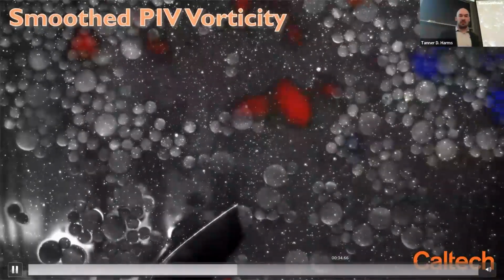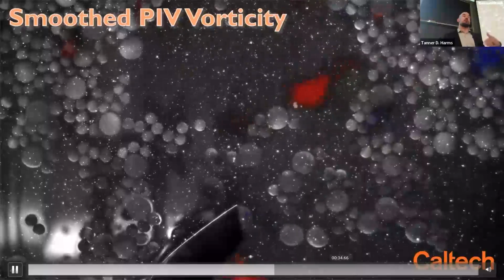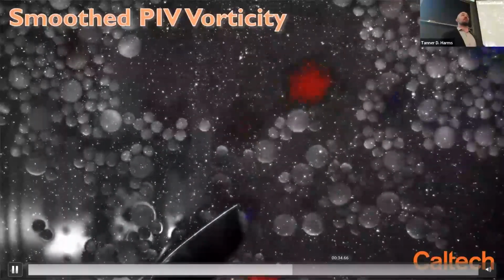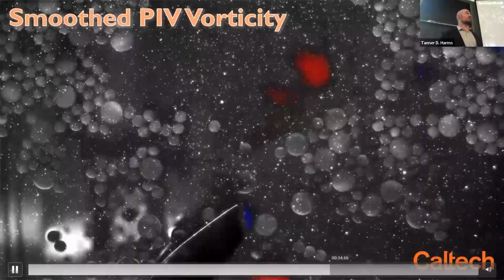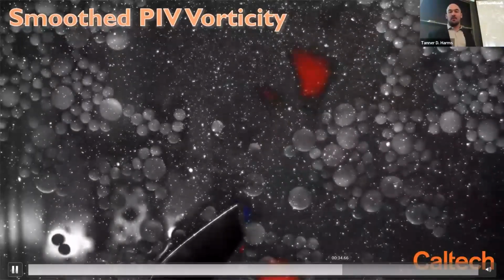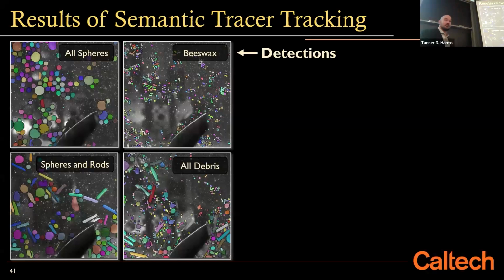This is the flow that we're going to be analyzing. It's most accurate, or most repeatable, in short times. So when we look at our data in the future, it's going to be for the short time right after the stop of the airfoil. We want to also consider the results of our semantic tracer tracking stages.